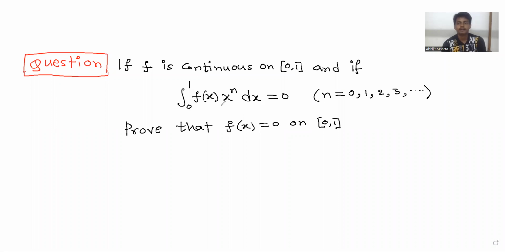integration from 0 to 1 of f(x) x to the power n dx equals 0 for n equal to 0, 1, 2, 3, and so on. So this means if we take the product of f(x) with the standard nth polynomial, say x to the power n, and take the integration, the value is 0 on the interval [0, 1]. Then we have to prove f(x) is identically 0 on the interval [0, 1].